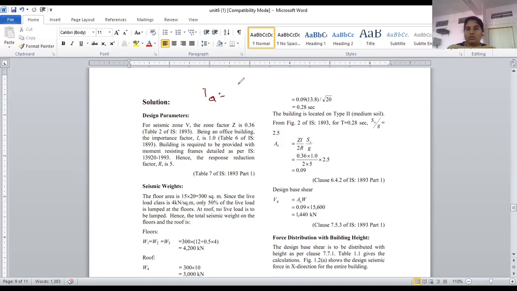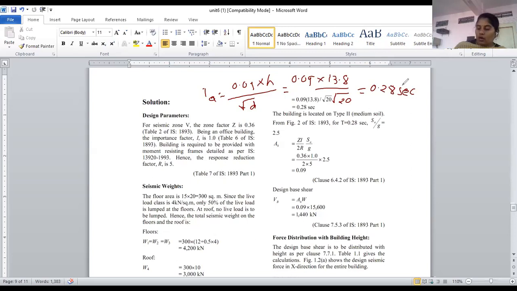Ta is equal to 0.09 H divided by root D, that is the formula, where H is the total height of the building, that is 13.8, divided by root D. D is nothing but the base dimension, and that is equal to 20. So we'll get directly 0.28 second. That is the fundamental time period over here.